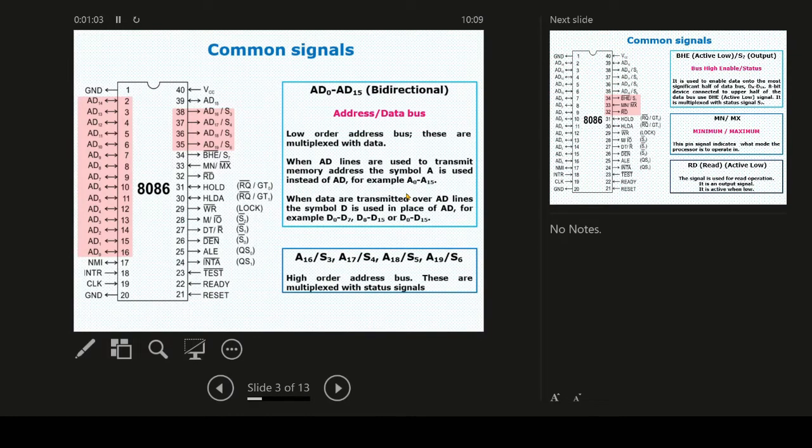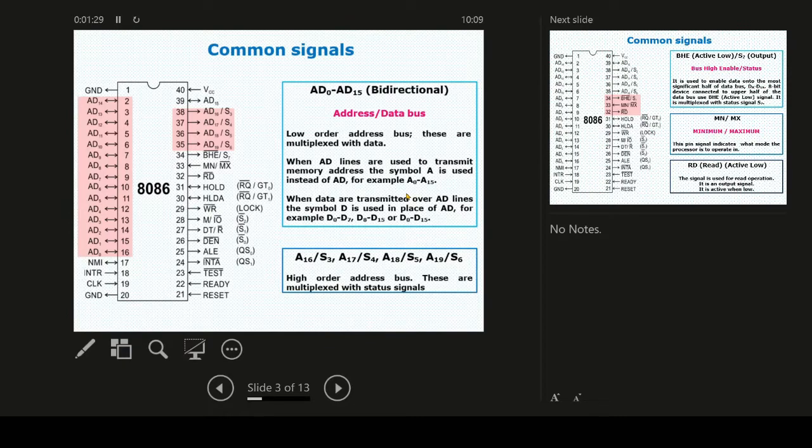So we can basically divide the pin structure into three different groups. We have the common signal pins, which are common for both the maximum mode and the minimum mode, and then we have a set of pins for the maximum mode, which are from 24 to 31 on the right-hand side, and similar pins on the left-hand side are for the minimum mode.